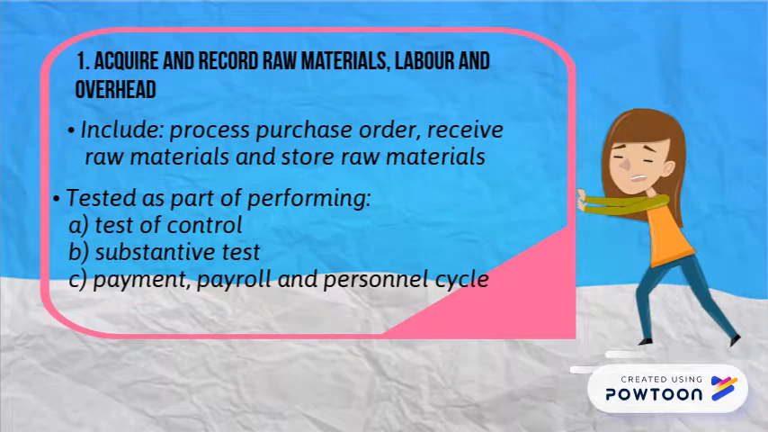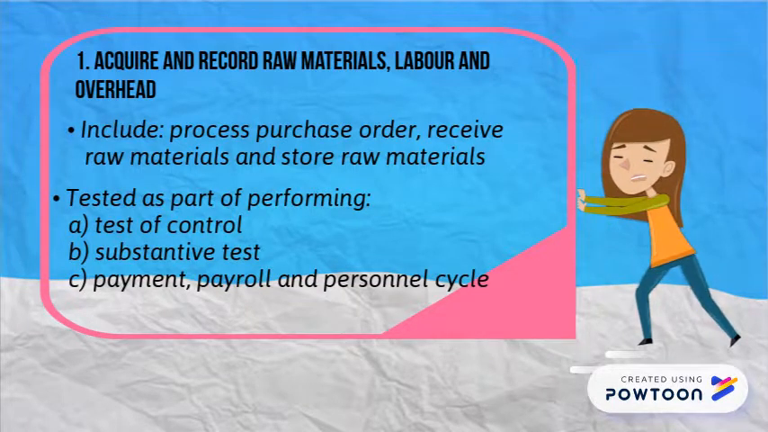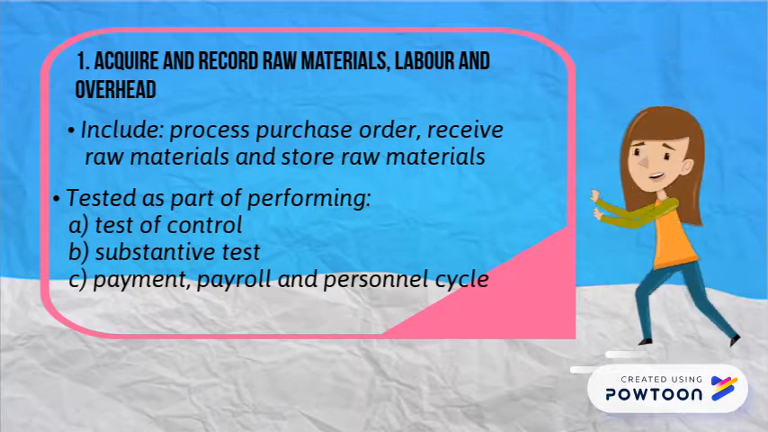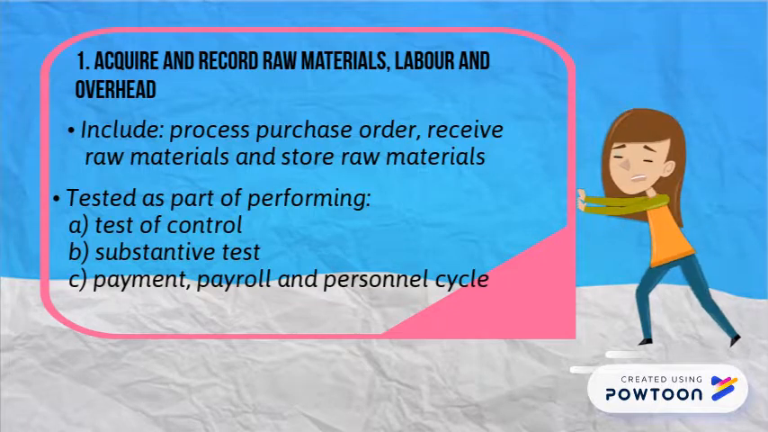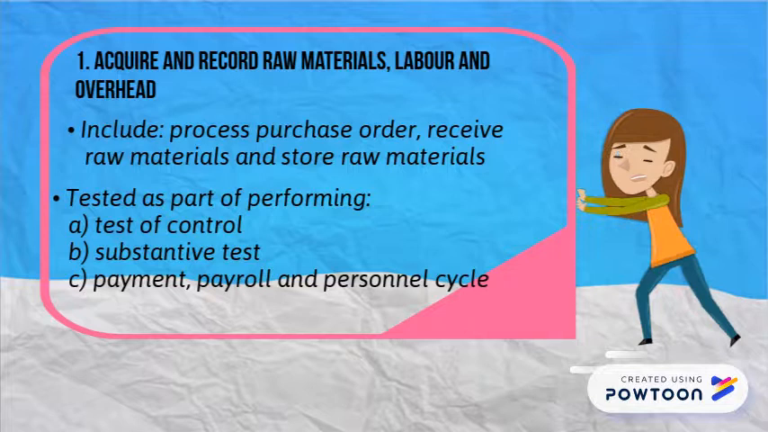Acquire and record raw materials, labor and overhead include process purchase order, receive raw materials, and store raw materials. Tested as part of performing test of control, substantive test, payment, payroll, and personnel cycle.